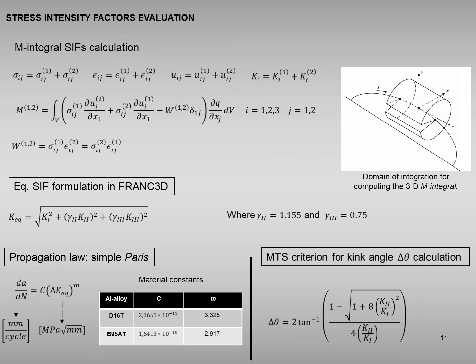The propagation law is a simple Paris law type with the material constants expressed in tabular form. The classical maximum tangential stress theory was used for the calculation of the kink angle delta theta. This criterion seeks out a mode 1 crack path.